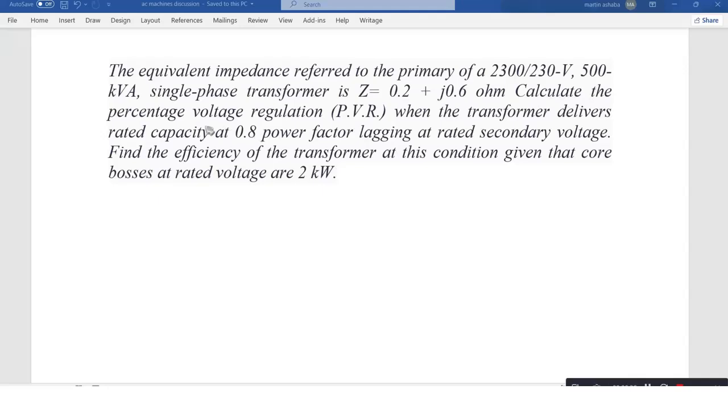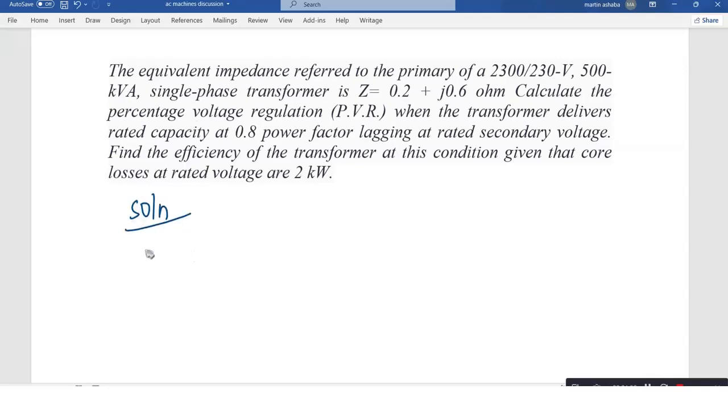So calculate the percentage voltage regulation when the transformer delivers the rated capacity at 0.8 power factor lagging at rated secondary voltage. So find the efficiency also of the transformer at this condition, given that the core losses at rated voltage are 2 kilowatts. So this is losses. So let's find the solution for this problem.